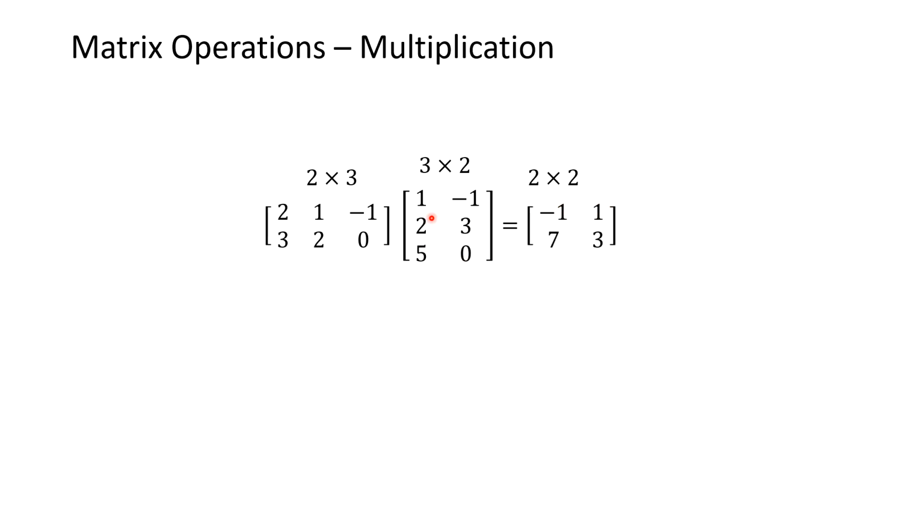Then to get this here, top right, we multiply the 2 times the minus 1, it's minus 2, 1 times 3, and we add those, and then of course the last one is minus 1 times 0. So we just get a 1 here. We can do the bottom left. You have 3 times 1, 2 times 2, plus 0 times 5, so that's 3 plus 4, 7. And then finally it's the second row times the second column, and you get minus 3 plus 6 plus 0. And that gives you a 3.